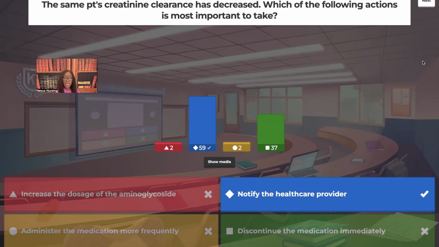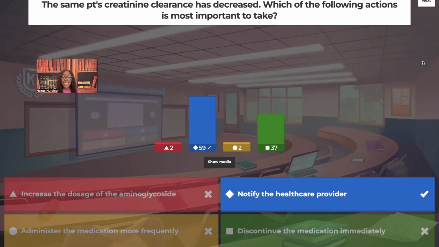Next, administer the medication more frequently. You cannot change the frequency of a medication. You have an order, you have a prescription. The prescription is going to have the dosage, it's going to have the frequency, it's going to have the route. You cannot change that. You would be stepping out of your scope of practice. Now, what you can do is withhold a medication and notify the healthcare provider on the reason why and get orders. But you can't change that frequency. So that is never going to be the correct answer.